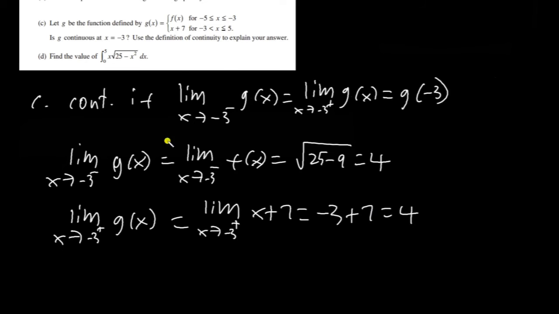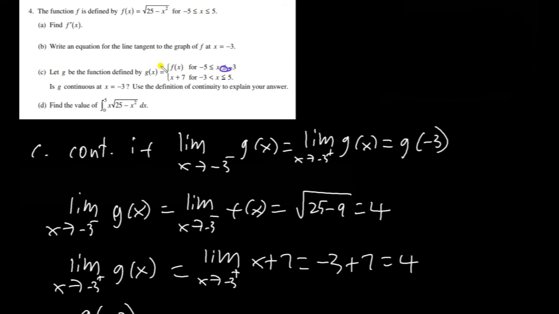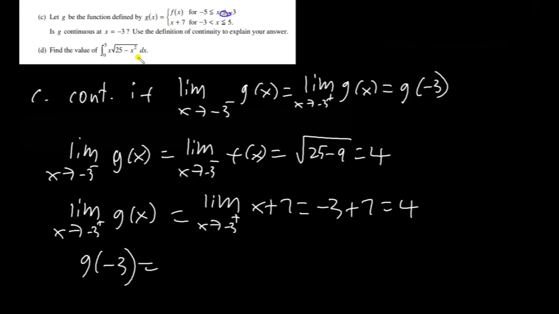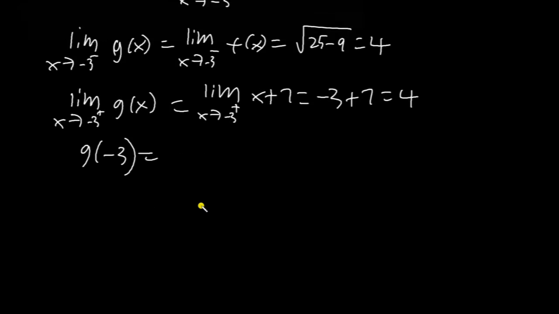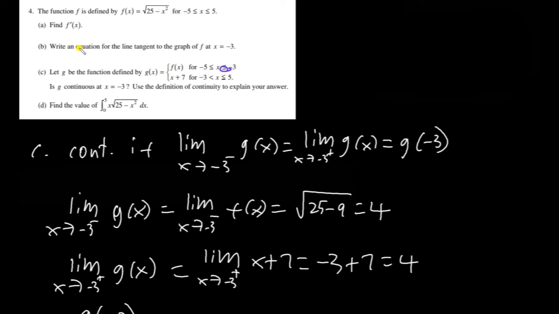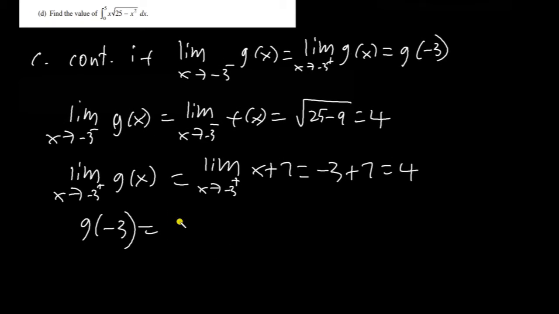The final thing to ask, what is the value of g of negative 3? Alright, if we look here, we see that it's equal to f of x for negative 5 less than or equal to x less than or equal to negative 3. That's the key, this or equal to part. Because that means g of negative 3 is what happens whenever we plug in negative 3 directly into x. So we'll get 25 minus 9, which is 16, and the square root of 16 is 4. So if we plug in negative 3 directly in here, we will get f of negative 3, which is 4, right?